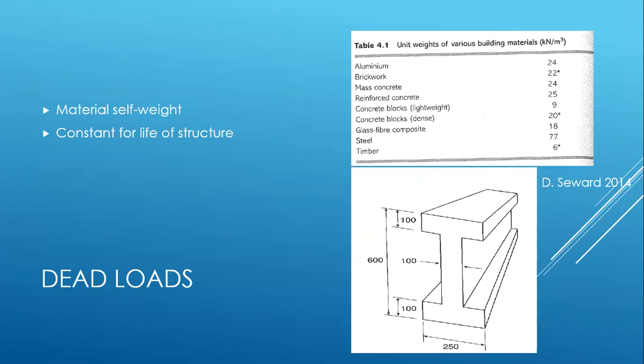The outcome is then divided by the spacing of the member and provides a measurement in kilonewtons per square metre or kilopascals. A review of the textbook Understanding Structures by Derek Seward shows that where the manufacturer's specification for the unit member is not available, the volume of the member can be calculated and multiplied by standard unit weights.